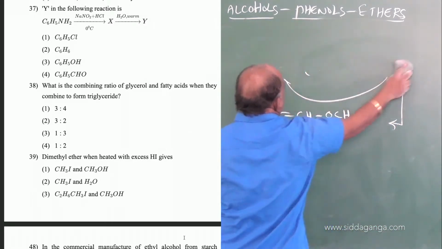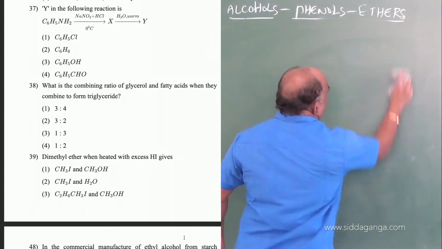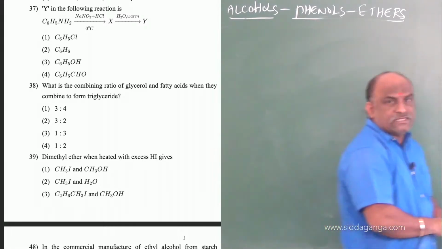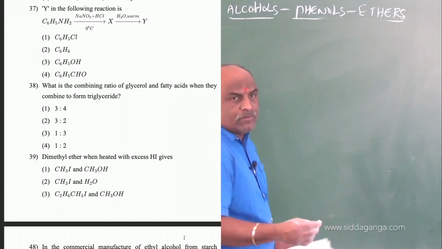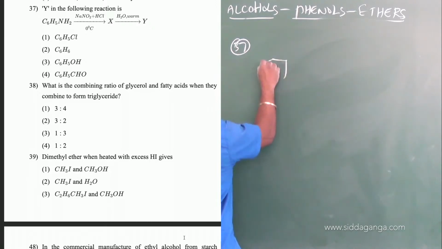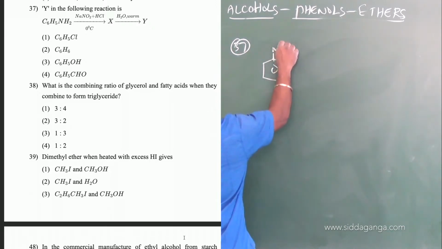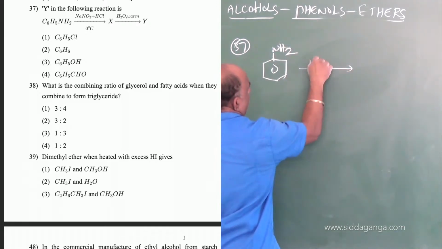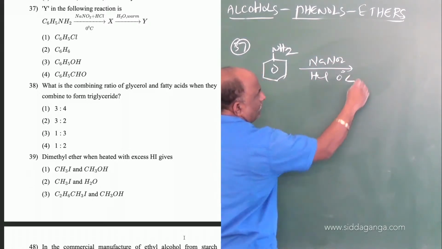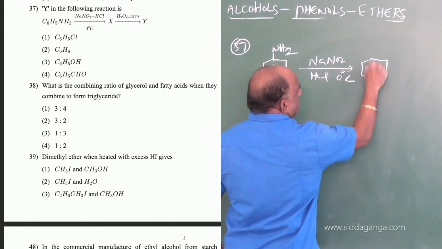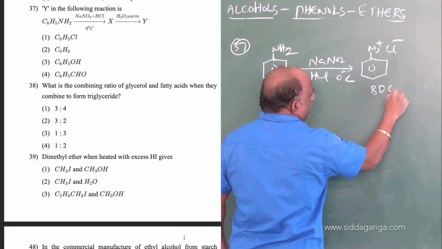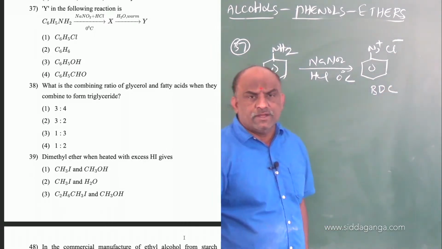And by the diazotization reaction we will get a diazonium salt. Diazonium salts are unstable, so on addition of water and warming, the compound we get is an alcohol. See this reaction: aniline is treated with NaNO2 and HCl at a temperature of 0 to 5 degrees centigrade. The product is N2+ Cl−, BDC. BDC means benzene diazonium chloride.